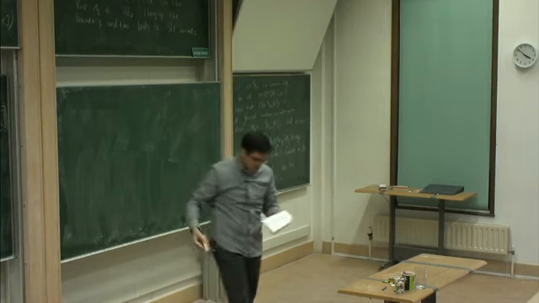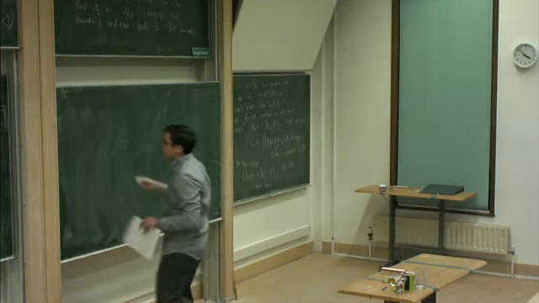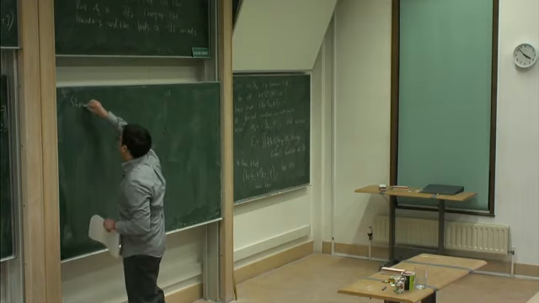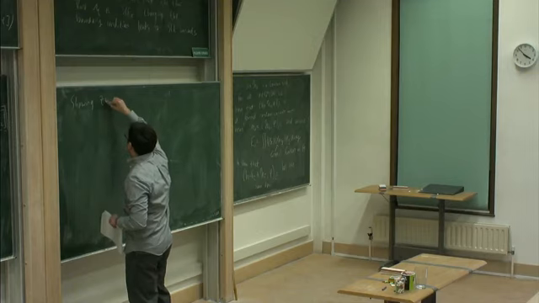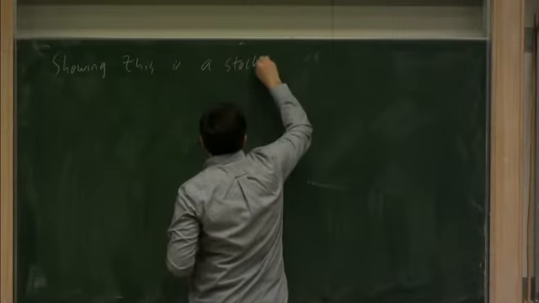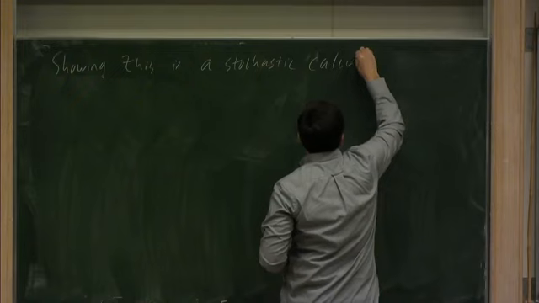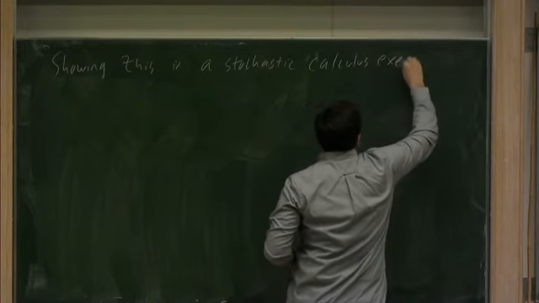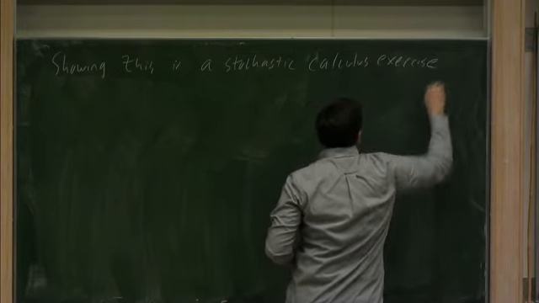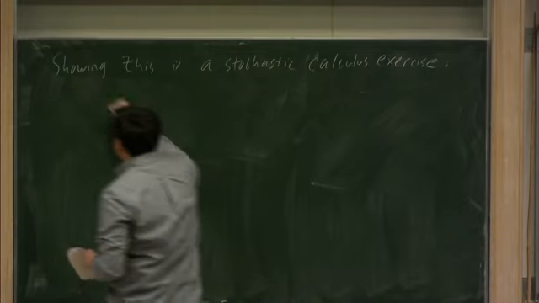So I'm not going to do the calculations, but let me just tell you that showing this is just an exercise in stochastic calculus, practice using Ito's formula. And it's not so bad to do. The reason is that everything is explicit.